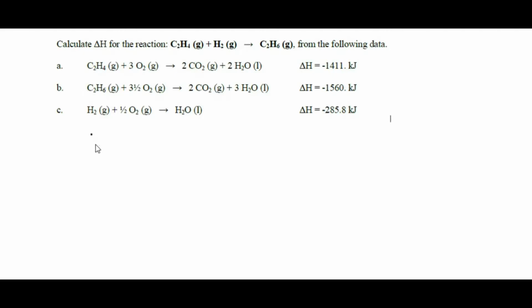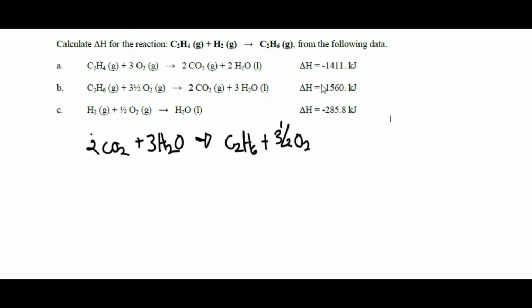So let's transpose this. This will become 2CO2 plus 3H2O, arrow, C2H6 plus 3 and a half oxygen. Now, what will happen to the H since we reverse them? So it will become 1560 kilojoules.